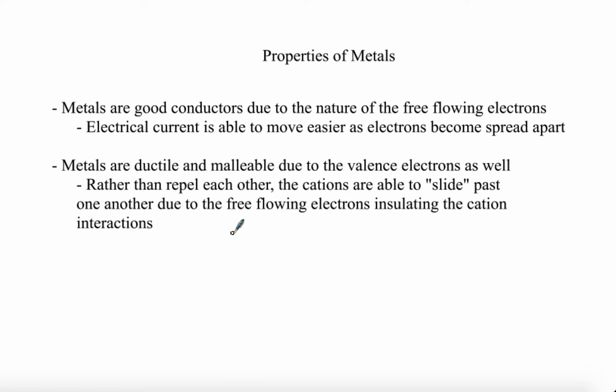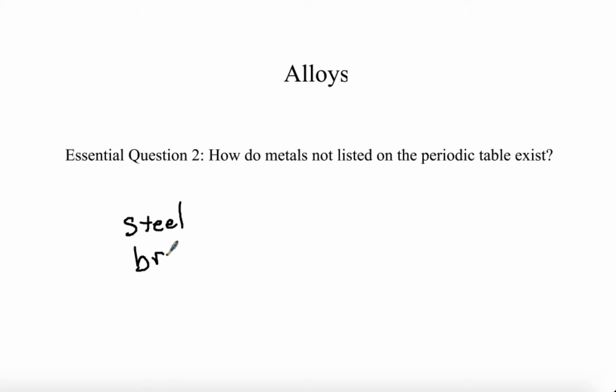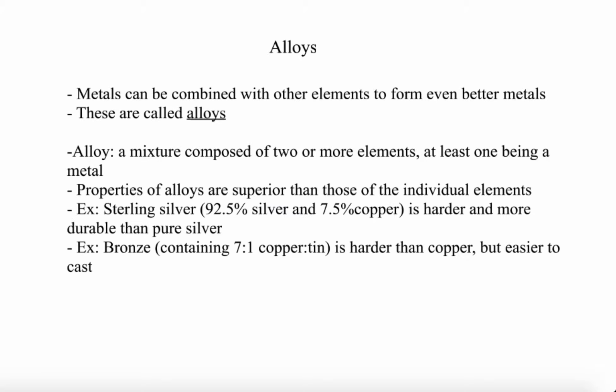Now the last thing we're going to get to here: we know of some metals that aren't exactly on the periodic table, like steel, bronze, and brass. These are all metals that we're familiar with, and yet we don't see them on the periodic table. Well then, how exactly do they exist if they're not actual elements? Well, they are something called alloys. An alloy is when you have a mixture of elements with one of them being a metal. When you have different elements combined together and at least one of them is a metal, you have what's called an alloy. An alloy is basically a hybrid metal.